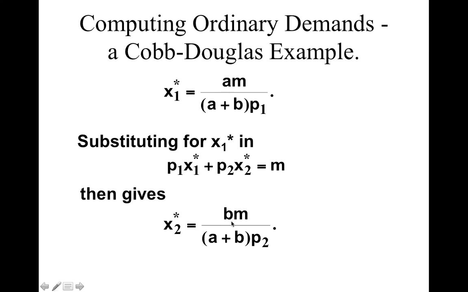The interpretation again is similar. B is the expenditure share. M divided by P2 is the total amount of X2 that you can buy if you spend all your income on X2. But of course, because we are using a convex indifference curve, there are no corner solutions here. So here, X1 and X2 are always going to be positive. So in order to figure out how much X2 is going to be, you have to multiply by the expenditure share.